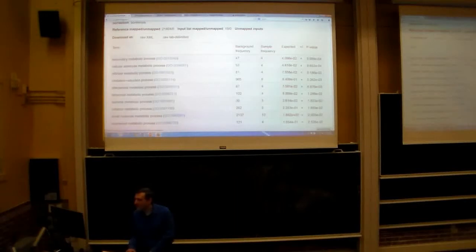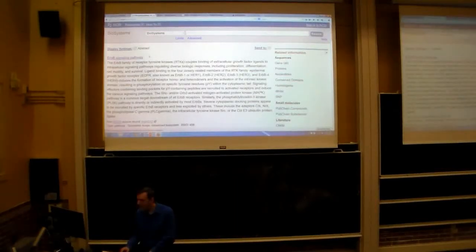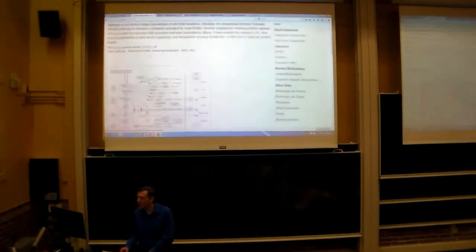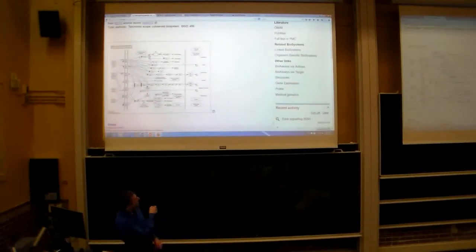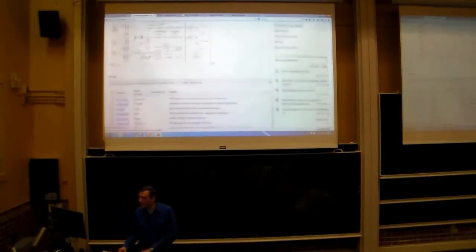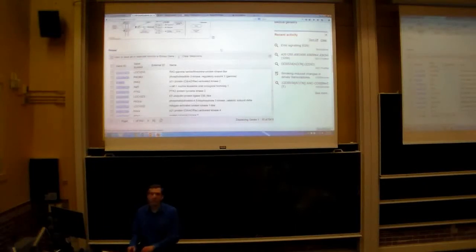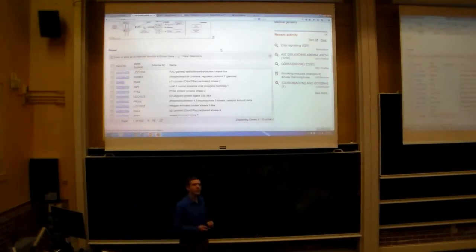Okay. Well, just going back then to the Biosystems database, I want to illustrate a few things about this resource. We've got this diagram here. I'll come back to that, which is actually showing us a visualization of the pathways. We can get a set of genes associated with these.